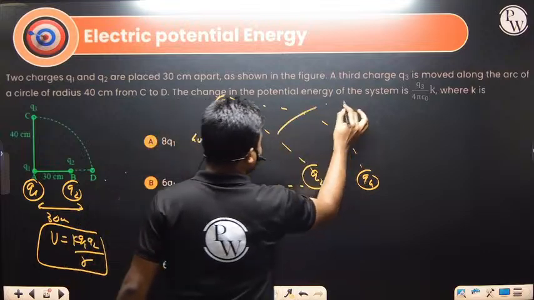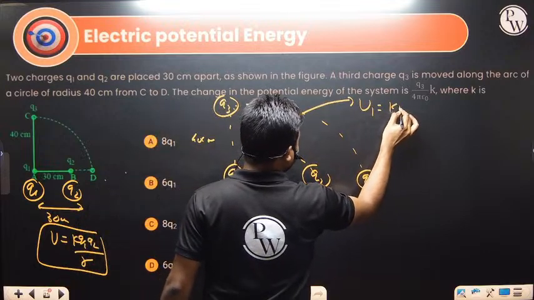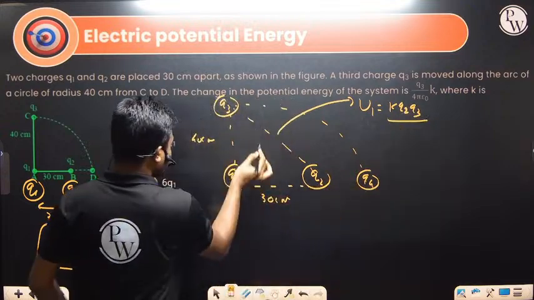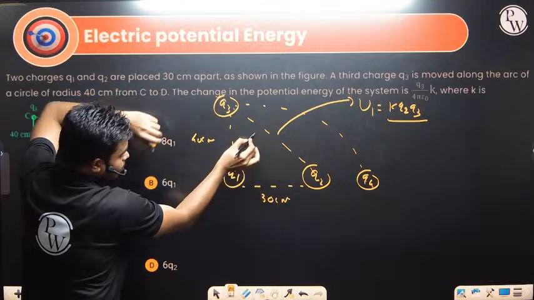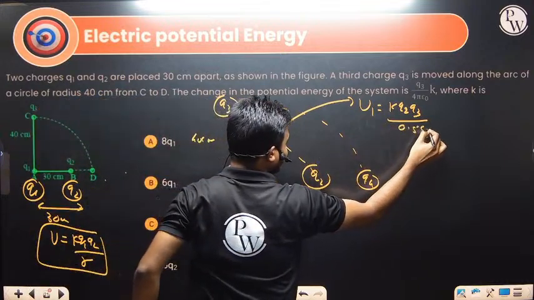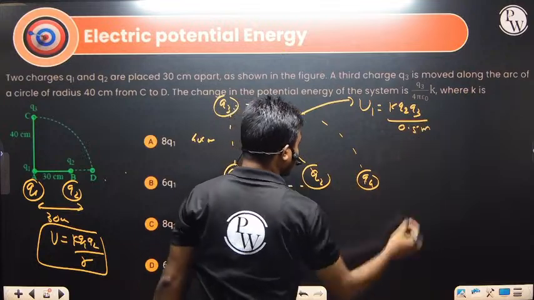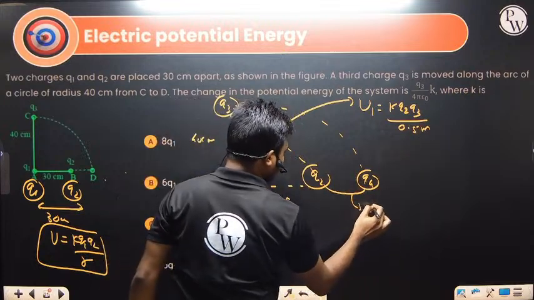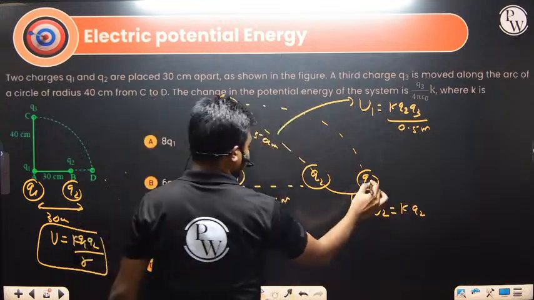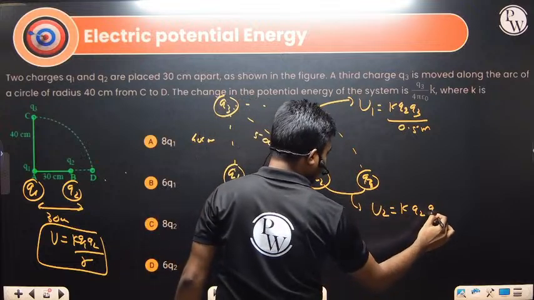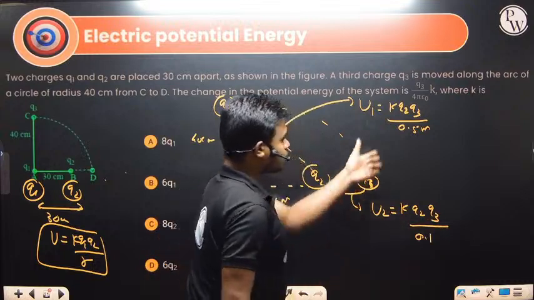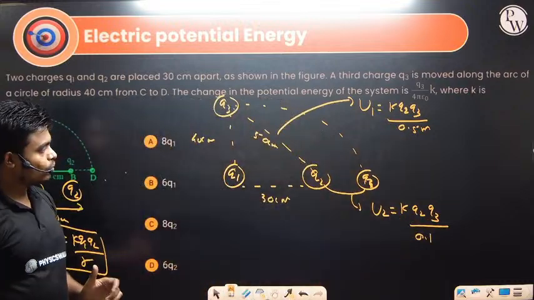So what is the initial potential energy? K Q2 Q3 divided by distance. What is the distance? This one is 40, this one is 30, so this will be how much? 50 centimeter, which is 0.5 meter. Next, for this particular orientation, what is U2? Again K Q2 Q3 divided by distance. What is the distance? This is 0.1 meter. So this one is U1 and this one is U2. What is the change? You have to calculate.